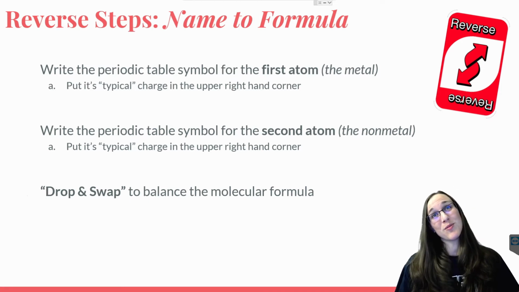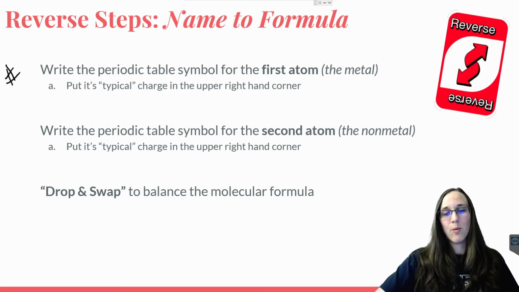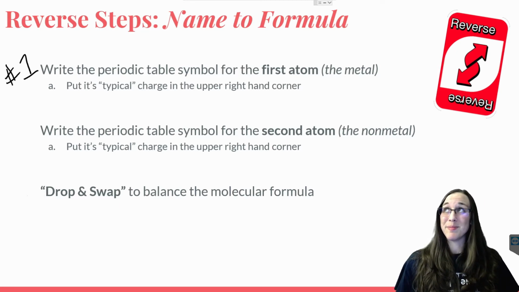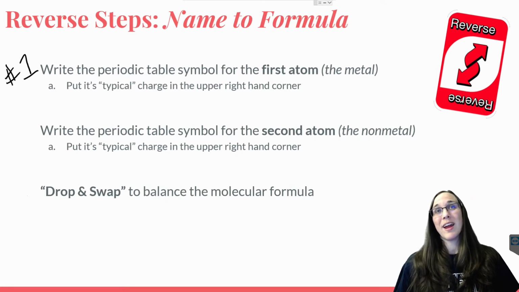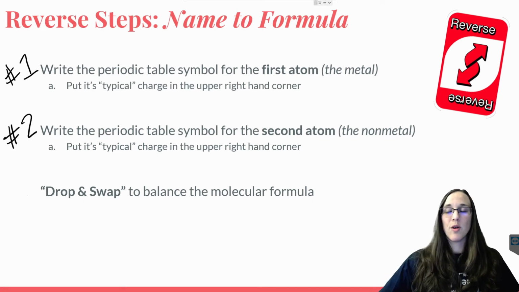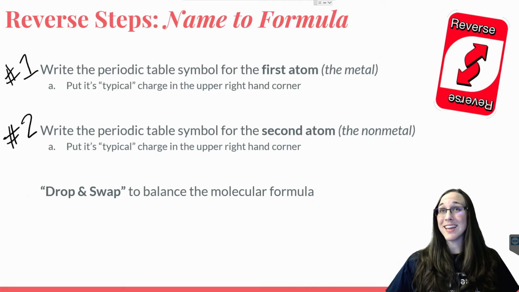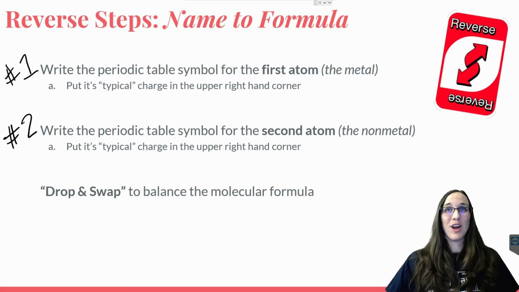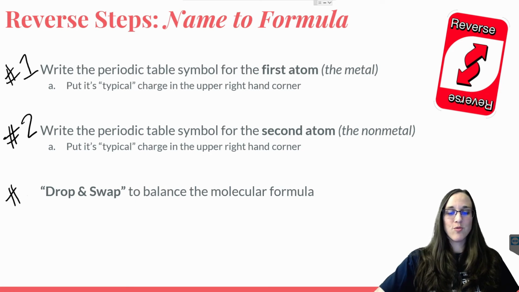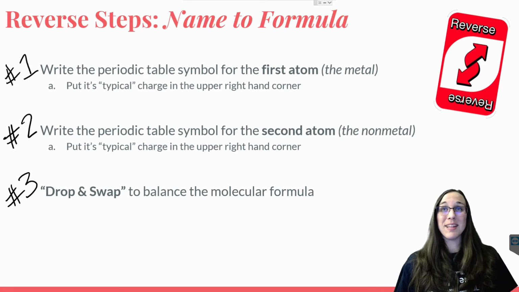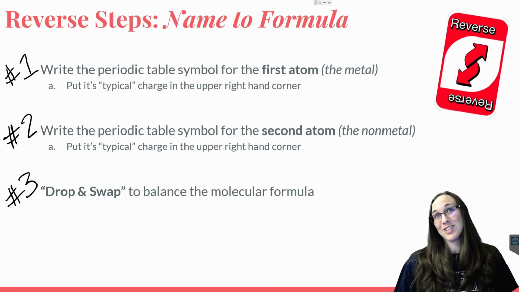So here's the steps you should follow to do so. Number 1. Write the periodic table symbol for the first atom, the metal. Write that down on the paper. Then put its typical charge in the upper right-hand corner, just as you would before using your periodic table. Number 2. Write the periodic table symbol for the second atom, the nonmetal, and put its typical charge in the upper right-hand corner. And finally, number 3. Drop and swap, scandalous, to balance the molecular formula and get your final answer.